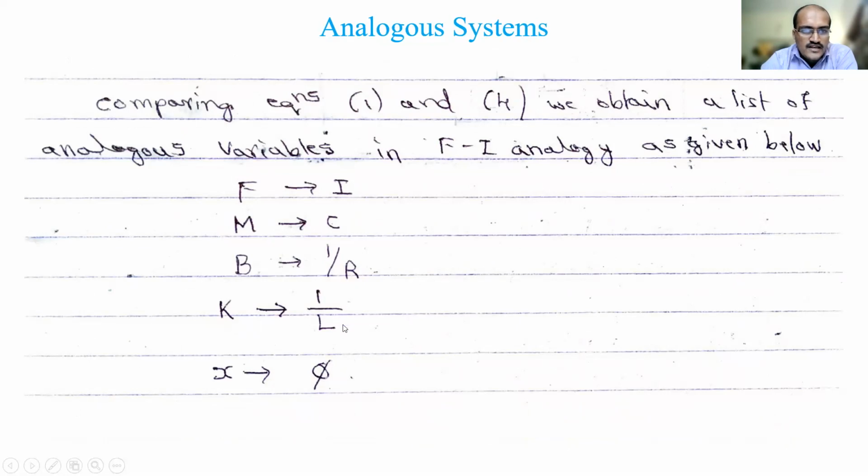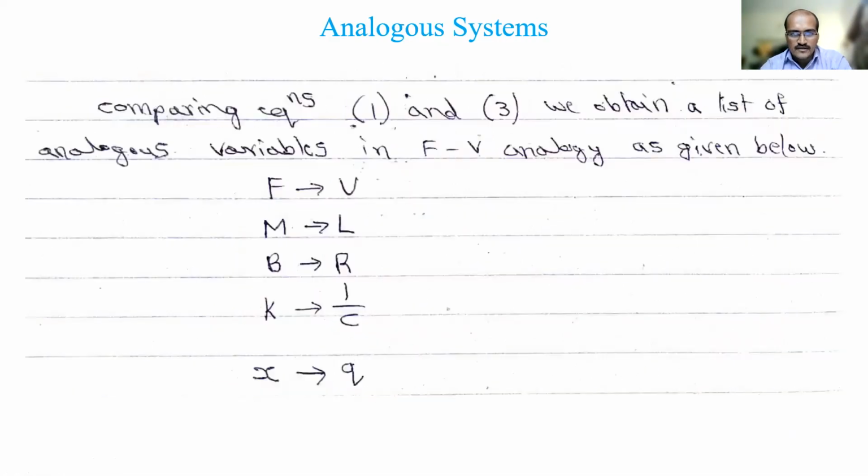Okay, so these are the little changes you have to see. x is equal to phi. dx by dt will be d phi by dt, nothing but v of t. And d square x by dt square is d square phi by dt square, nothing but dv by dt. So like that you have the analogous. Hope you understood this.